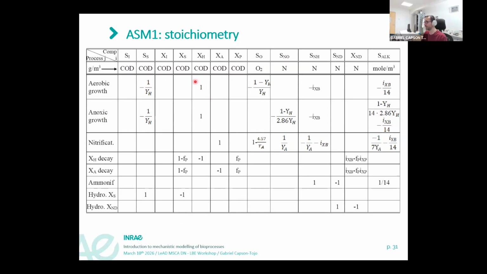So to make 1 gram of heterotrophic biomass, you consume 1 divided by Y gram COD of substrate, this amount of oxygen, because it's the B coefficient that you just identified, and we need also to consume this given amount of ammonia. If you do the same for all the other processes that happen, so anoxic growth, nitrification, death, etc., you fill all these gaps. Once you have filled all these gaps, you have defined your stoichiometric coefficients in your matrix.